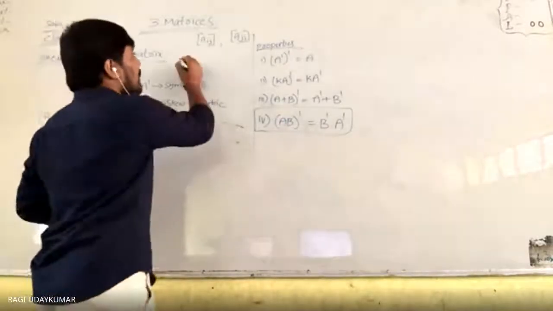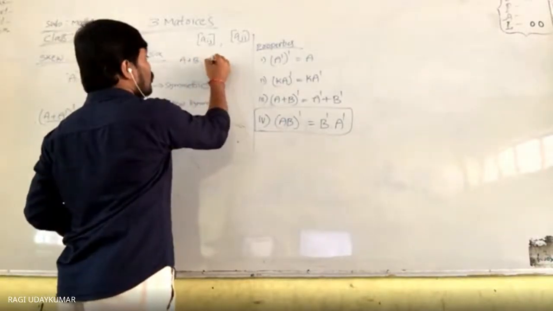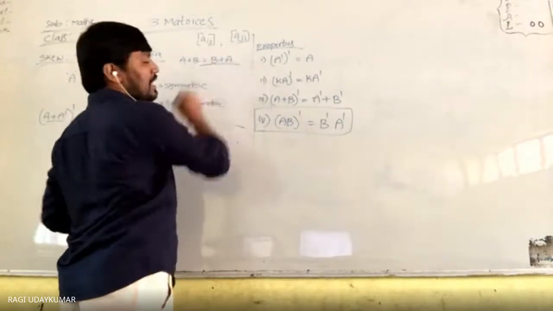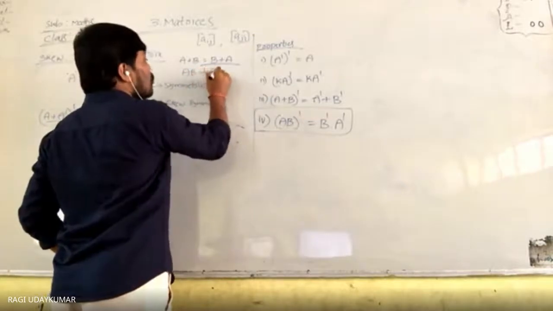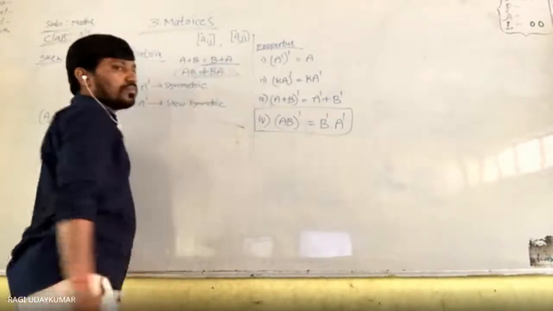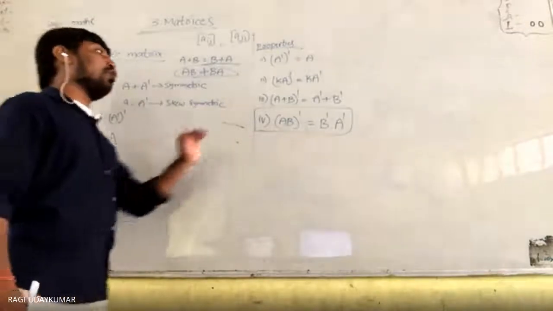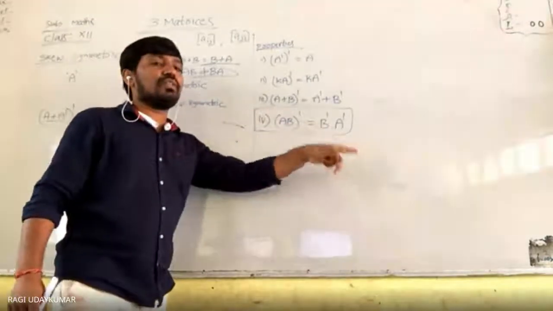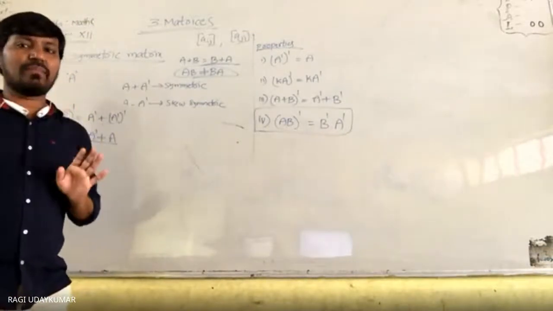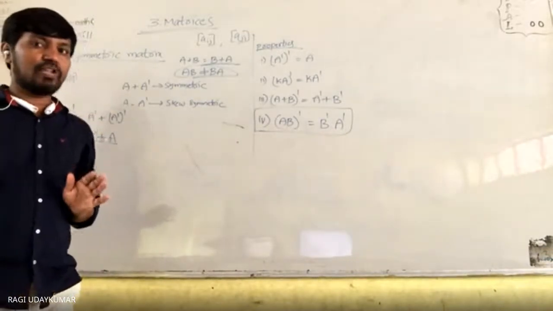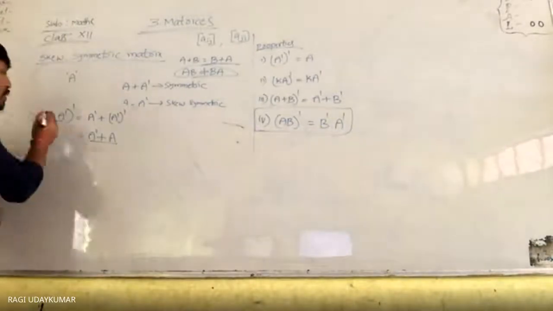Do remember that. A plus B will be equals to B plus A होगा, ये commutative property बोलते हैं. But A into B is not equals to B into A. But A into B whole transpose is equals to B transpose into A transpose होगा. So this is a point you need to remember here. Please try to understand here. Did you get my point?